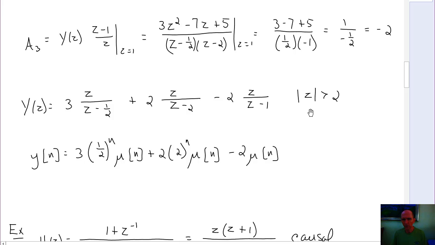I know that the region of convergence is greater than 2, so it's going to be greater than 1/2, greater than 2, and greater than 1. So I can take the inverse of each of these terms. For example, the 3 comes down. The inverse of this term would just be (1/2) to the n mu of n. The 2 comes down. The inverse of this would be 2 to the n mu of n. And the negative 2 would come down, and this would just be mu of n as the inverse z transform. And this would give us the output of the system.